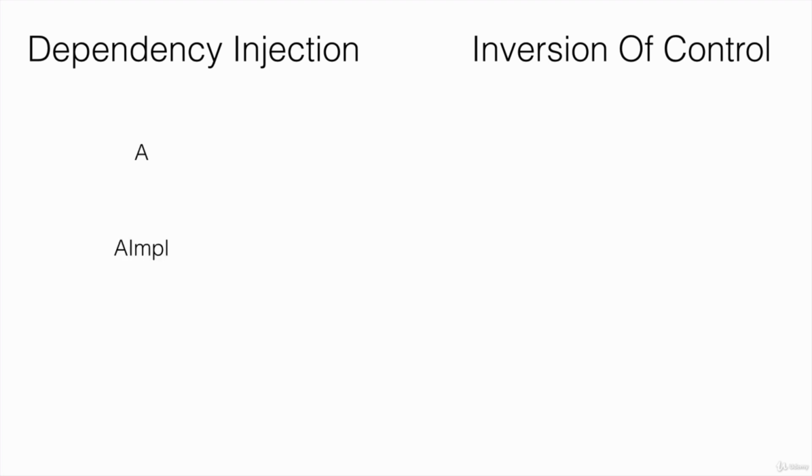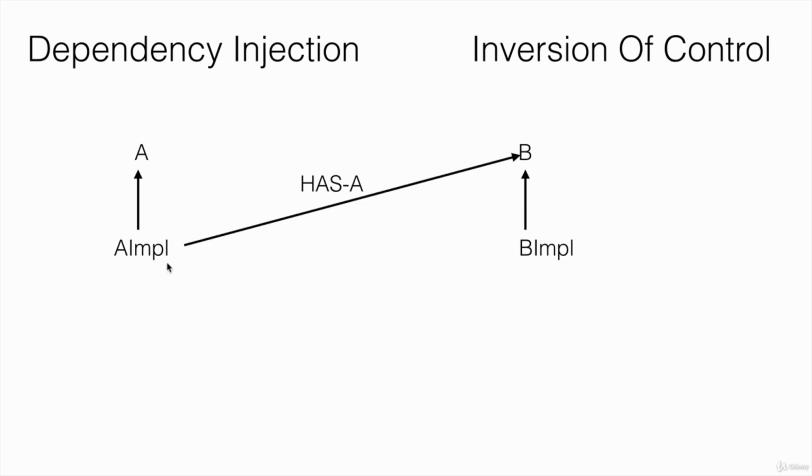In this lecture, you will learn what dependency injection and inversion of control patterns are. Let's say we have an application with two interfaces and their implementations, namely A implemented by AIMPL and interface B implemented by BIMPL. And AIMPL needs an instance of B to get its work done. So AIMPL has a relationship with B.